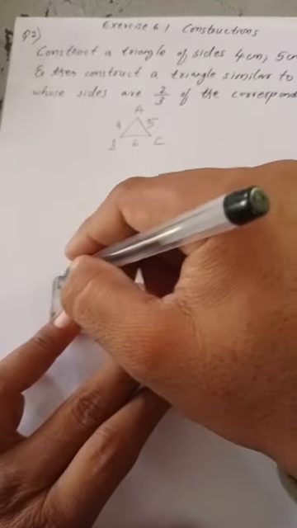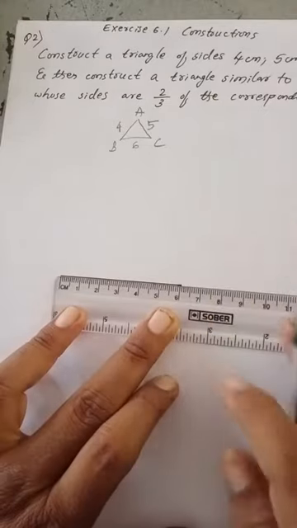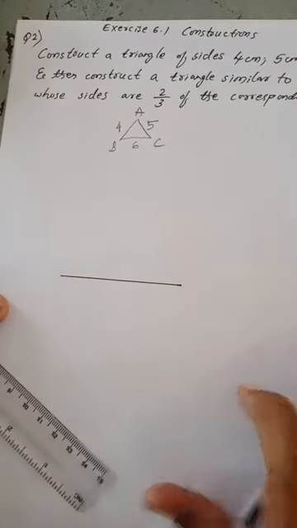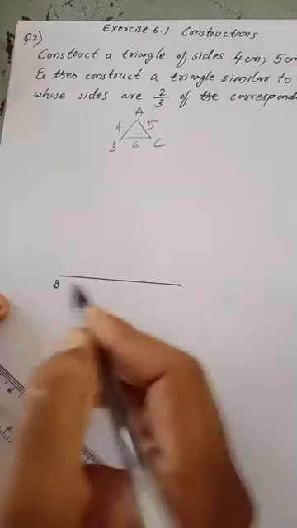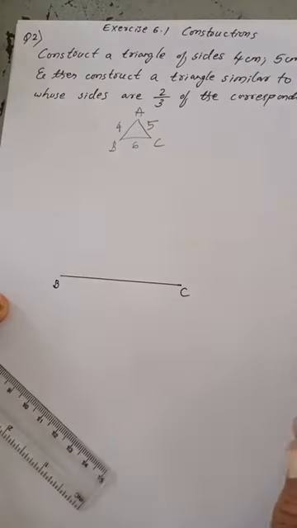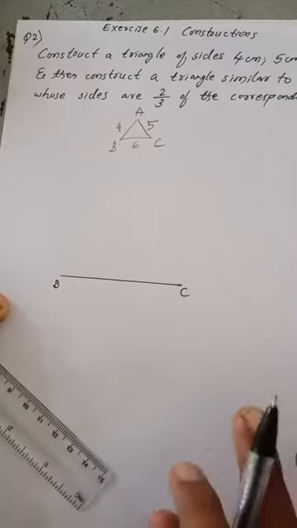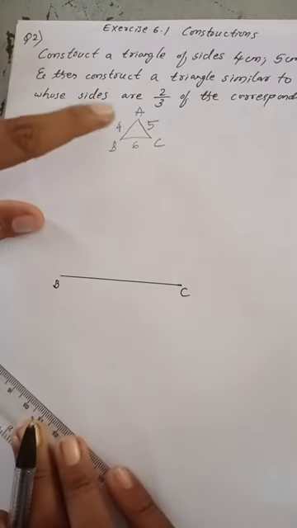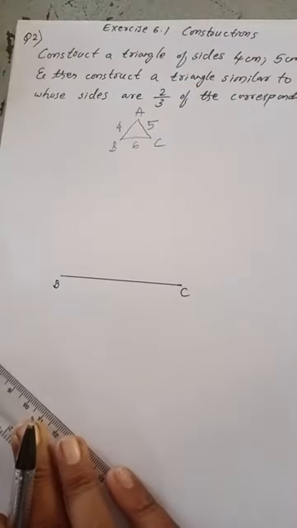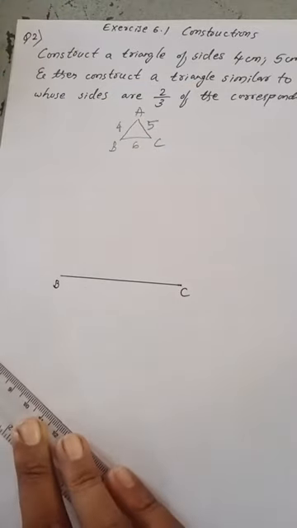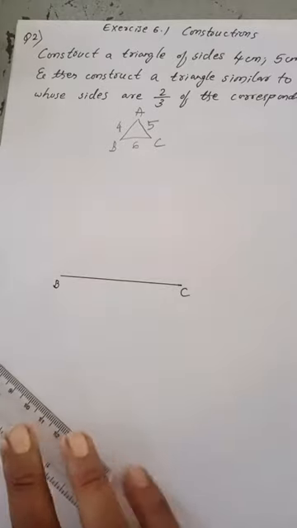This is the 6 centimeter line which I drew, and I will name it BC. How much is it? It is 6 centimeter. Then look at the rough diagram. One side is 4 and another side is 5 centimeter. So we should use the compass. Without the compass we cannot do that.